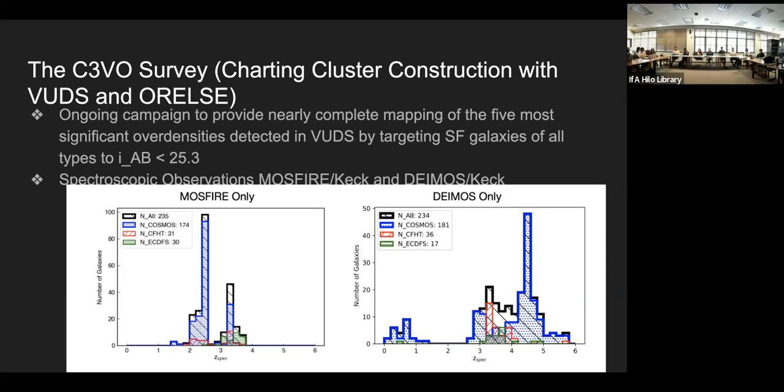Okay, so we got a few hundred spec-zs in COSMOS based on MOSFIRE and DEIMOS, about 235 from MOSFIRE and 234 from DEIMOS. And we can use all of that to identify protocluster members in the 5 structures that I mentioned before.